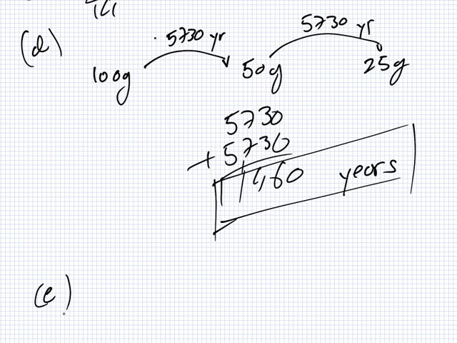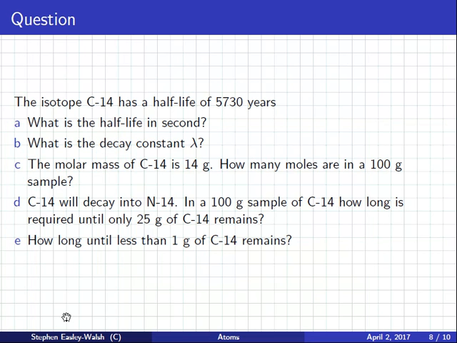Now in the last part E, I say how long until there's less than 1 gram. Now 1 gram is not a multiple of half-lives of 100 grams because it goes 100, 50, 25, 12 and a half, and so on. But I think it's reasonable if you approximate. I want you to keep halving your 100 grams until you get to something which is about 1 gram. But please note, I specifically said, how long until less than 1 gram? So keep halving until you have less than 1 gram, and then count how many half-lives that is.